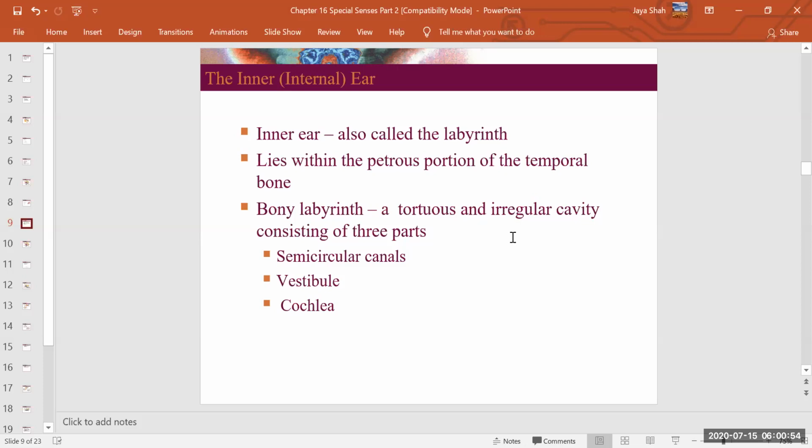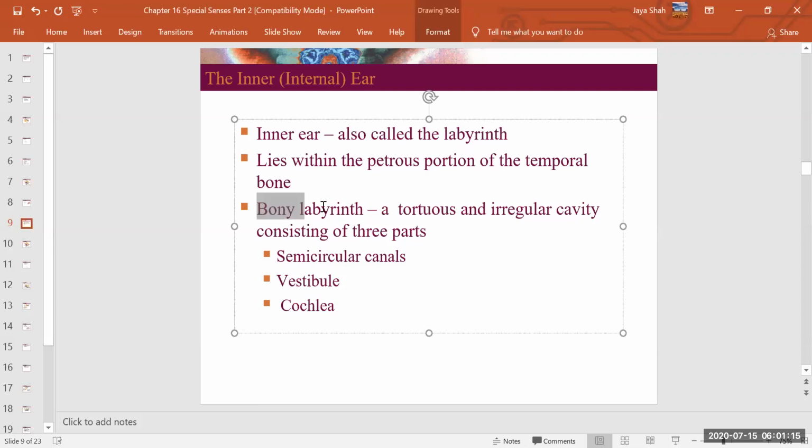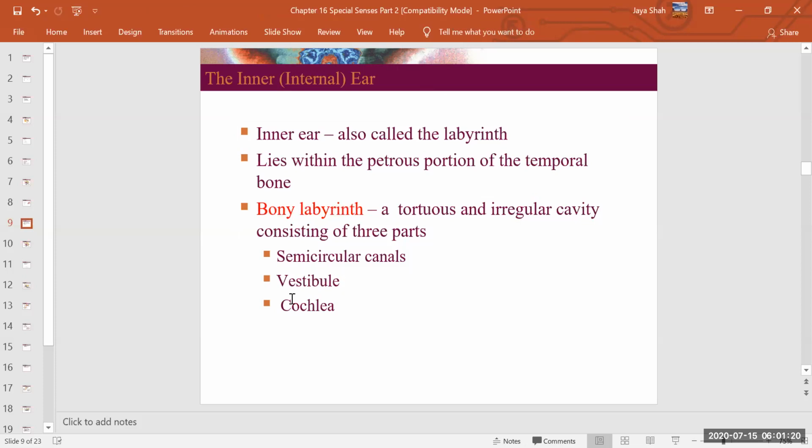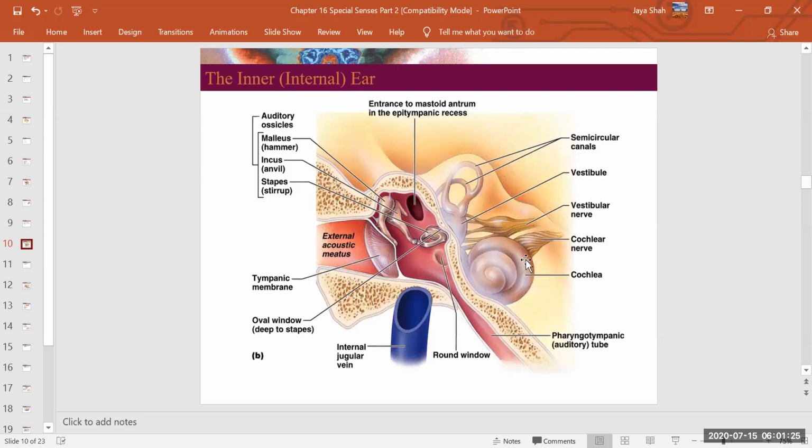Bony labyrinth is a tortuous and irregular cavity consisting of three parts, as I told you earlier: cochlea, vestibule, and semicircular canal. Cochlea is responsible for hearing, vestibule is responsible for equilibrium and balance, and semicircular canal is also responsible for equilibrium and balance. So these are the parts of the bony labyrinth. Let's see what the parts are. So this is the bony labyrinth again: cochlea, vestibule, and semicircular canals.